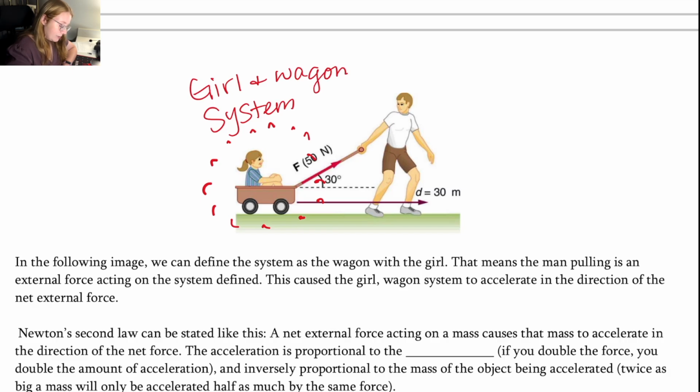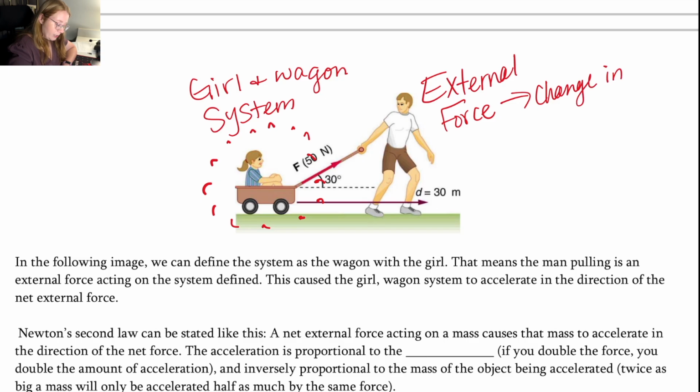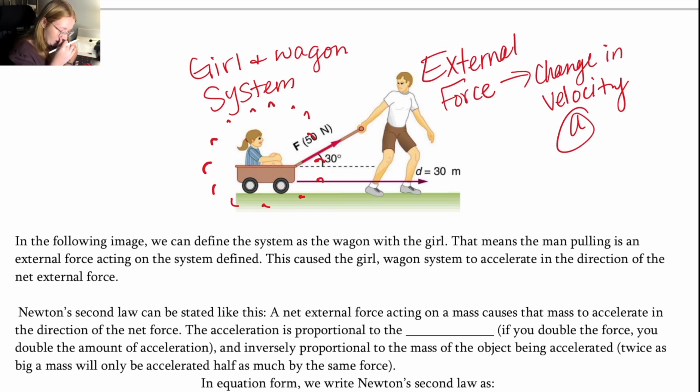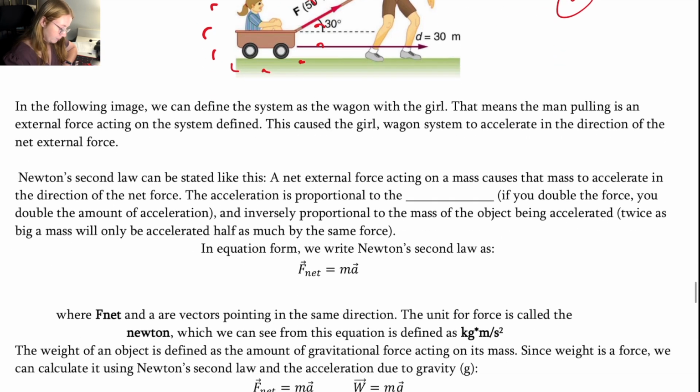Because they are touching each other, they're going to experience the same force and they're going to be accelerating together. So it just makes sense that that's the system. The man is the external force. And if you have an external force, you will have a change in motion. Change in specifically velocity, because you're going to have an acceleration. Okay, so that's what we mean by external force. You define your system, and anything outside of that is external.